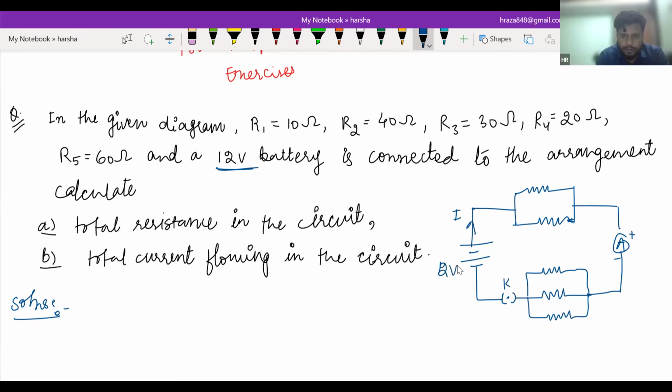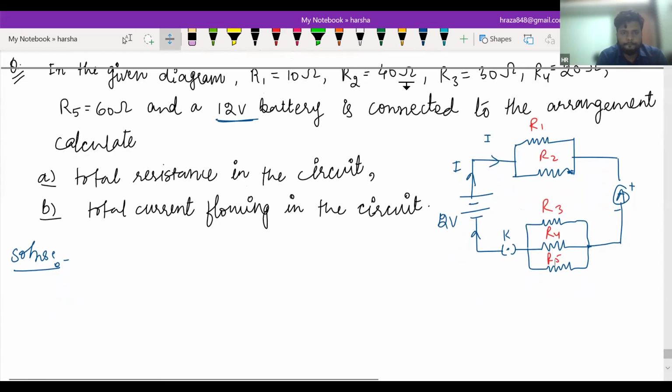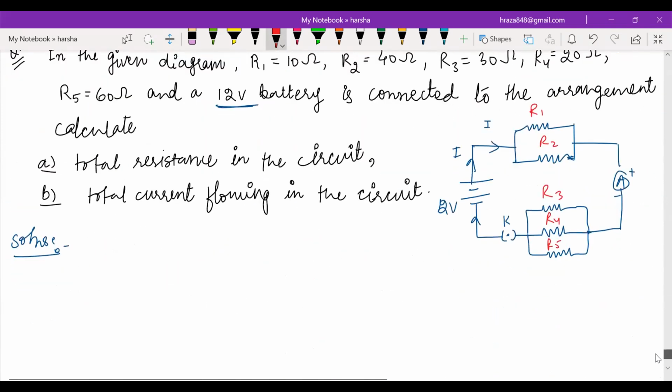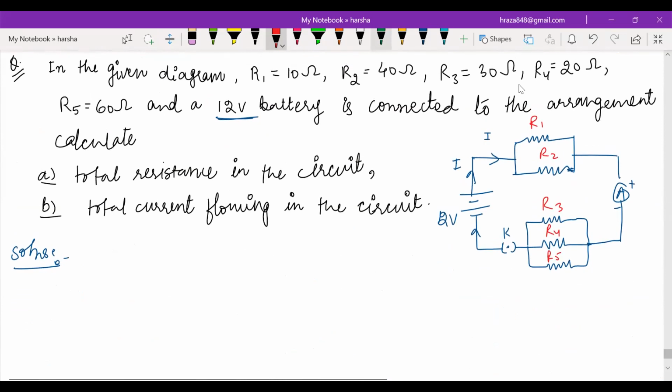This is the 12-volt battery and this is the direction of current. I'm going to write the value of this. This is R1, this is R2, this is R3, this is R4, this is R5. Please do this question. Take your time, but do it correctly. If you have any doubt, please ask me. I'm expecting that everyone can do this question.